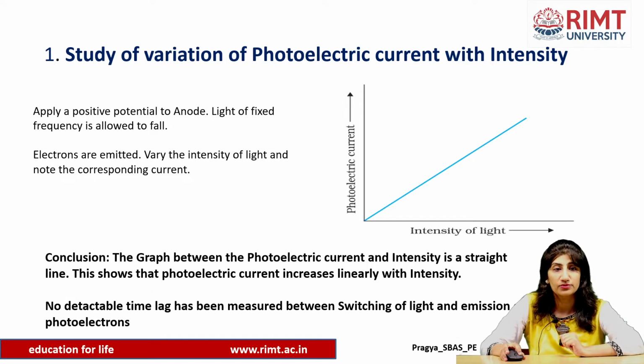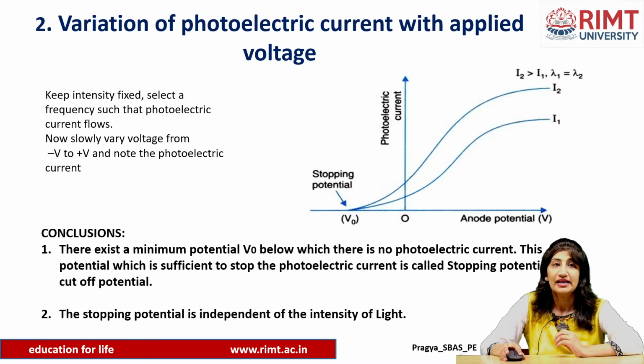Secondly, it is found that there is no detectable time lag between the switching on of light and the emission of photoelectrons. This is an immediate process, there is no time lag. Now, the second variation: we keep the intensity of light fixed and we vary the applied voltage. We vary the voltage from minus V to plus V values and we note the corresponding current. The graph obtained is shown in the picture.